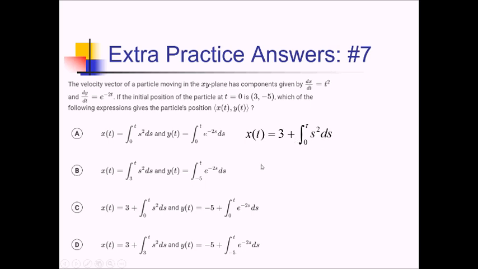Now we're going to do the same thing for y of t. That's going to be the initial y value of negative 5 plus the integral from 0 to t of, and now we need to use dy over dt in there, which was initially e to the negative 2t. So we're going to call this e to the negative 2s ds. And we just have to match that with one of our answer choices. So it looks like, let's see here, that's going to be answer choice C.